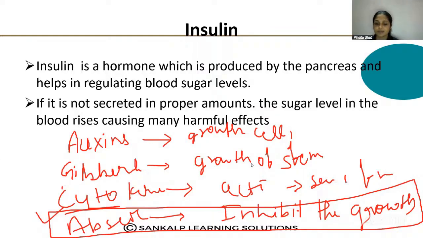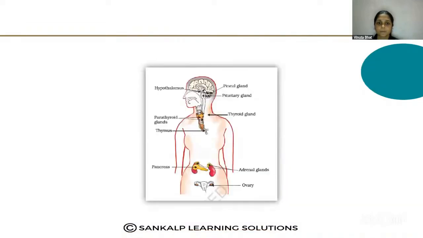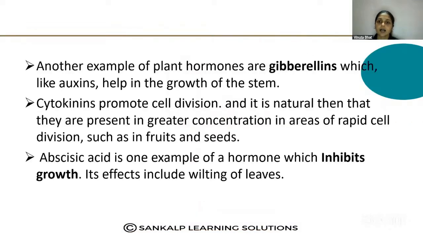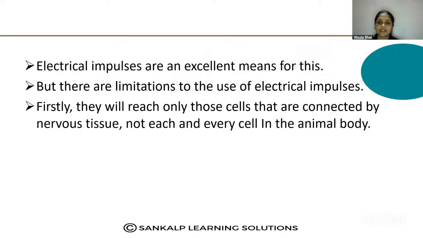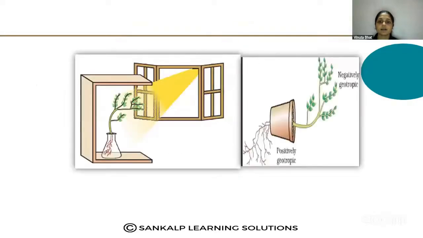Before that, we studied about the hormones in plants, and a very important thing is the responses in plants to the stimulus: phototropism, geotropism, thigmotropism, chemotropism. This topic is very important because they'll ask questions from it. Which one is positively geotropic, which one is positively phototropic, negatively geotropic? You should know all these points.